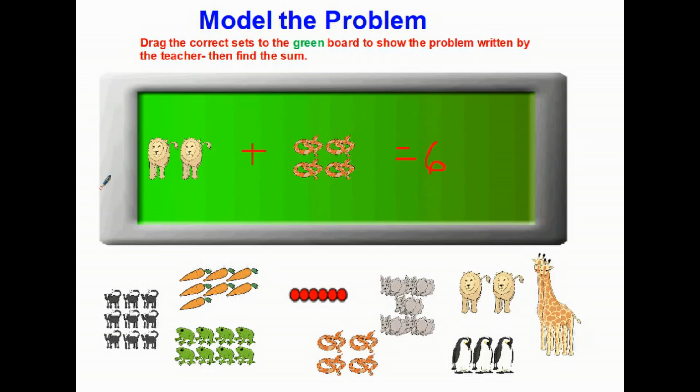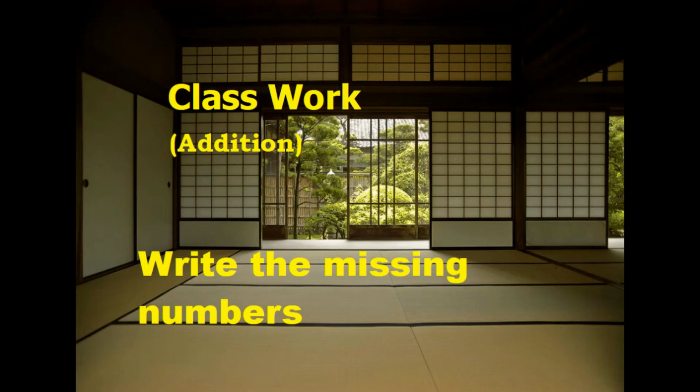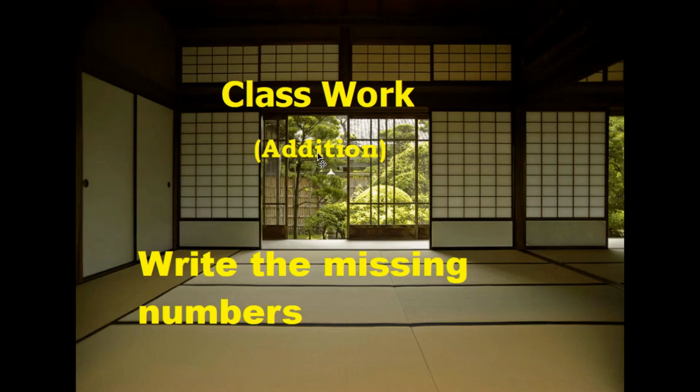This is how you're going to add numbers, animals, or amounts. Okay, this is one example. The next one is your classwork. I'll give you one classwork here. Try to solve this addition problem and write the missing numbers.